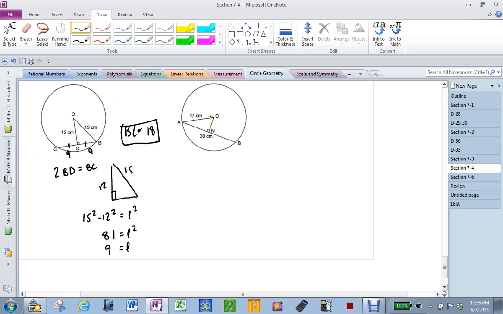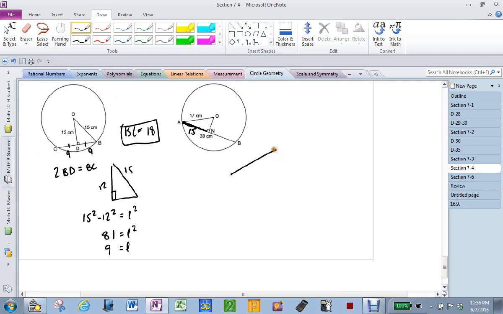Now, find ON. Where is ON? Is it the red line? No. Is it the blue line? Yes. Is that a radius? No. But that blue line is doing something that helps us, doesn't it? What's it doing? Bisecting. Which means how long is this? Half of 30, which is 15. Good job. I thought you were confused.